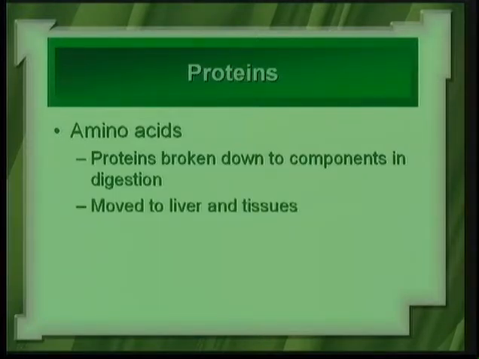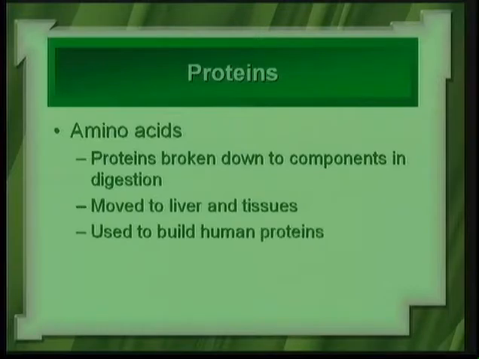And another thing is that the components that have been broken down from protein are then moved to the liver and tissues, and from there they're used to build human proteins, such as the ones that we just looked at: the structural proteins, the enzymes, the contractile proteins, etc.